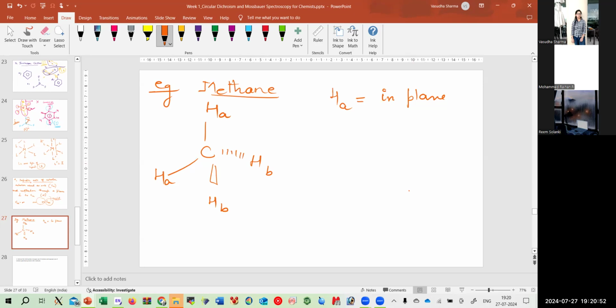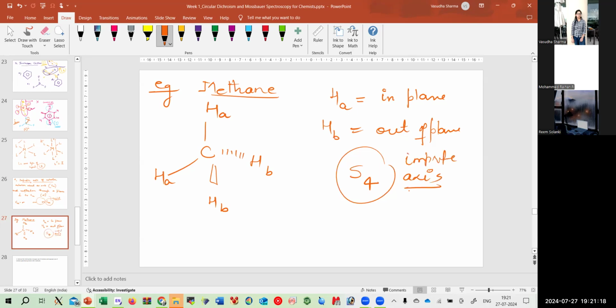So we are considering HA, which are in plane, and both HB, one is above the plane and the other is below the plane. So we just name them as out of plane hydrogens, right? Now, whether it is having an improper axis of symmetry or not, I'm giving the answer. It is having an S4 improper axis. So this is an S4.